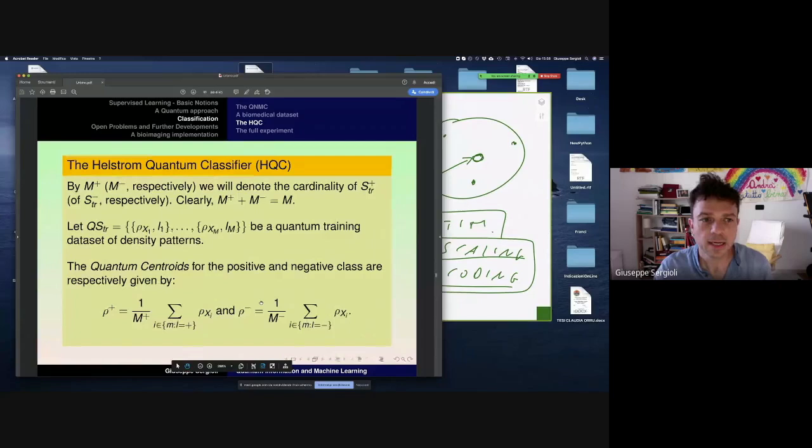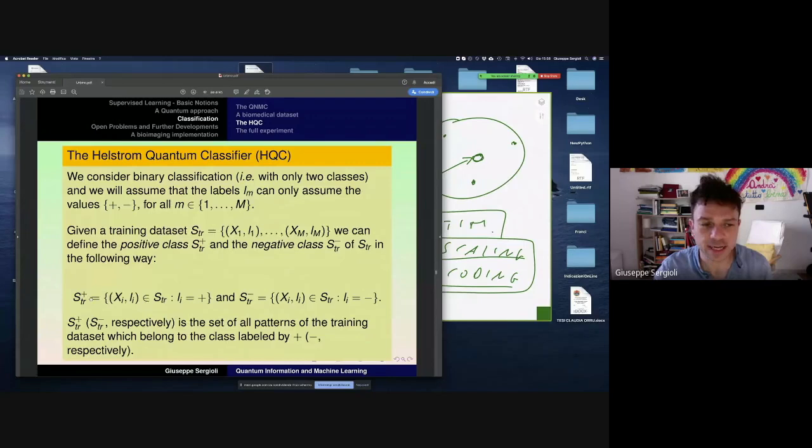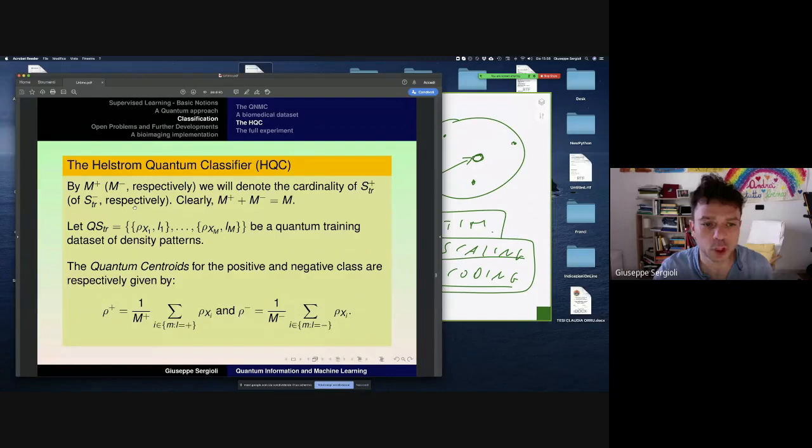Given this, we make the encoding. So we translate each classical object that is here in terms of a quantum pattern. So now we have two sets of quantum objects. So we are going into a situation that is similar to the quantum state discrimination that we described above. After, we calculate the quantum centroid for the first class and the quantum centroid for the second class in the way we have already defined before. Now the point is: the easier it is to distinguish between the two centroids, the better will be the classification. So this is the key point of the method.